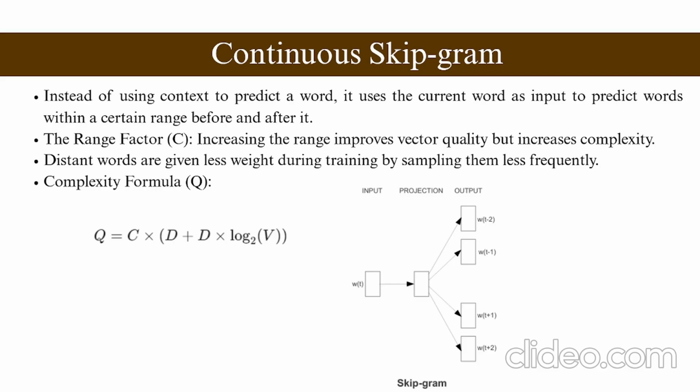This significantly improves the quality of the resulting word vectors because the model learns broader topic associations, but it also increases computational complexity. A clever optimization used here is the weighting of distance. The researchers found that words very far from the target usually carry less relevant information than immediate neighbors. Therefore, distant words are sampled less frequently during training, giving them less weight in the final vector calculation. The complexity formula for skip-gram is defined as Q equals C times D plus D times log base 2 of V, showing that the cost scales linearly with the window size C.